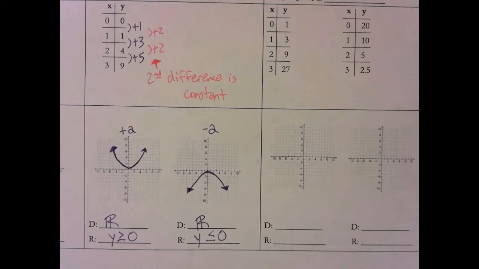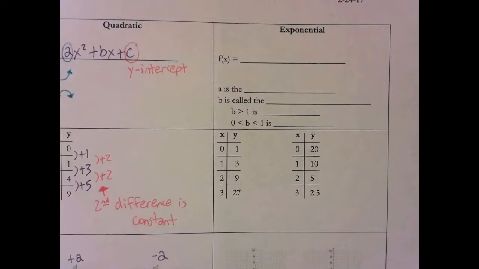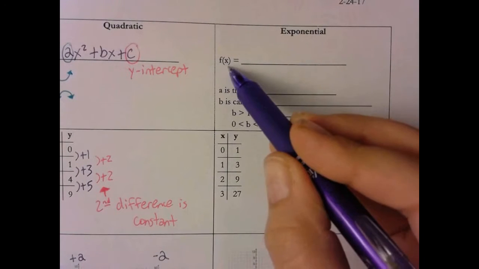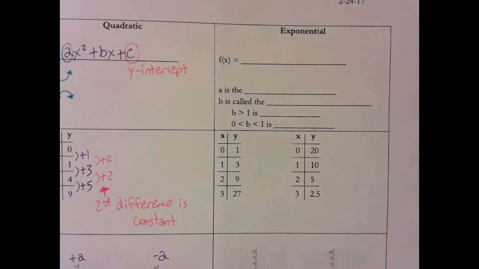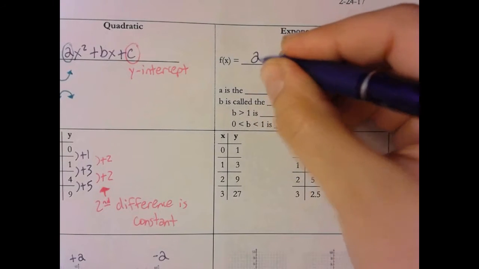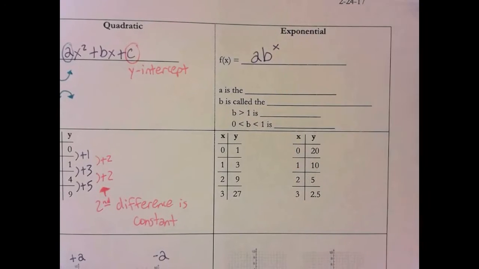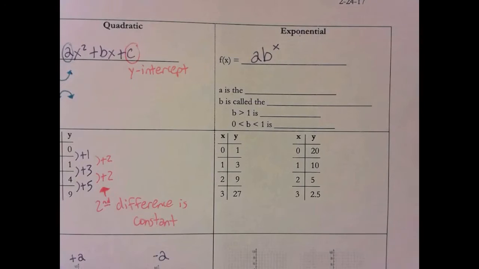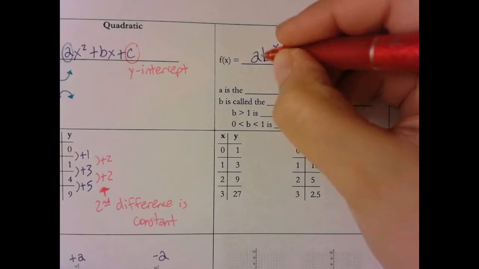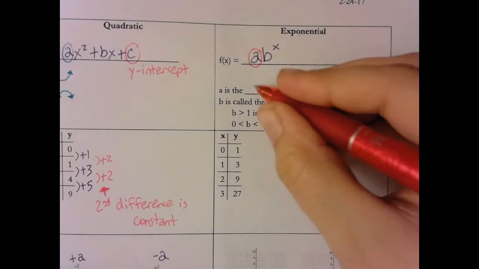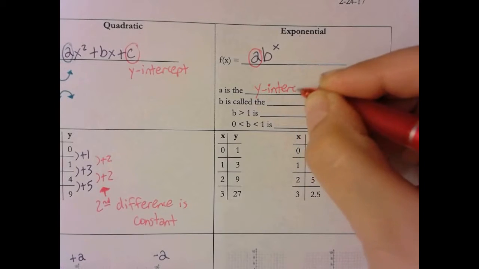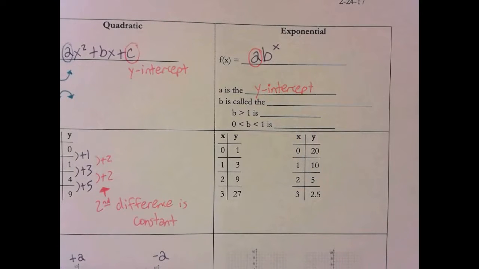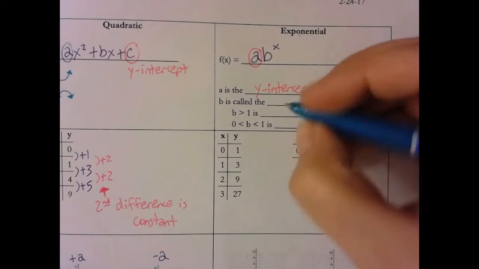The next part is new, so pay close attention. Okay, exponential functions are written as f of x, and remember, f of x is really the same as y. F of x equals a times b to the x power. So that's why it's called exponential, is because your x is the exponent. Now this letter a right here is the y-intercept. So that number right there tells us where the graph crosses the y-axis. B is called the common ratio.